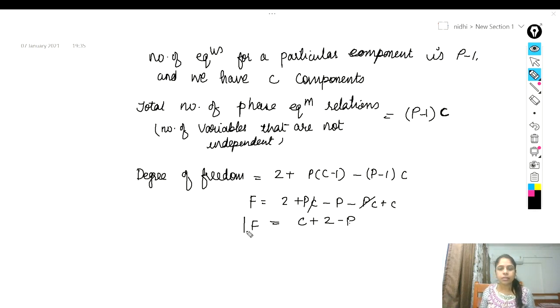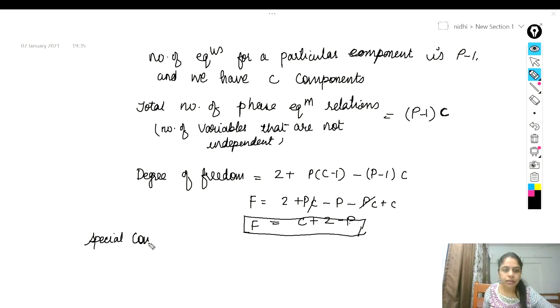Now this is the phase rule for the non-reacting system. Now let's discuss the special constraints. So special constraints are the additional equations among variables which have not been considered in the derivation of F is equal to C plus 2 minus P. So the number of degrees of freedom becomes less due to special constraints.